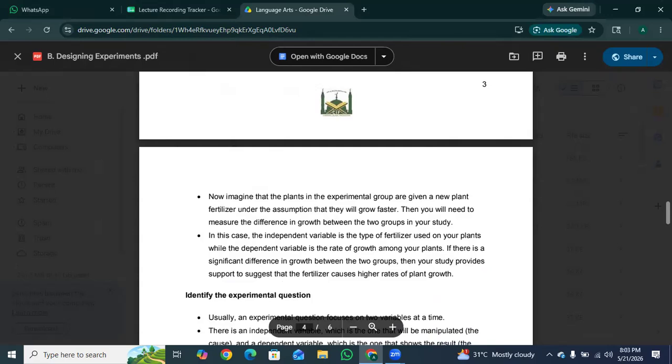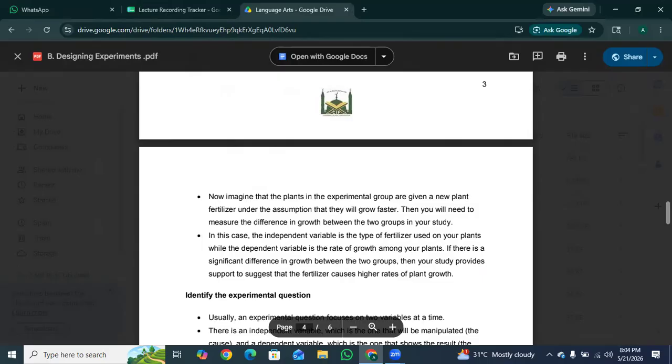Now imagine that the plants in the experimental group are given a new plant fertilizer under the assumption that they will grow faster. Then you will need to measure the difference in growth between the two groups in your study. In this case, the independent variable is a type of fertilizer used on your plants, while the dependent variable is a rate of growth among your plants. If there's a significant difference in growth between the two groups, then your study provides support to suggest that the fertilizer causes higher rates of plant growth.